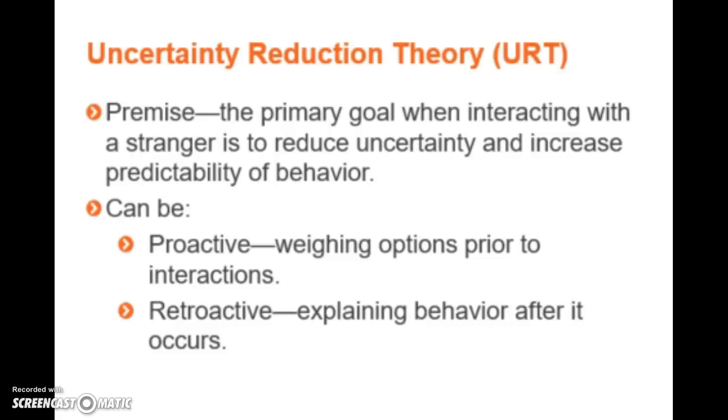So it can be proactive in the sense of weighing our options before we interact with people. What is this person going to be like? What are the sort of things they might say? And we anticipate those. Or it can be retroactive in trying to explain behavior after it happened. Well, so-and-so only said and did what they did because of who they are as a person. So it's very important that we begin to think through how we develop a process for avoiding some of these stereotypes that occur in uncertainty reduction theories, but ultimately being aware of the fact that whenever we meet new people, regardless of where they come from, there's going to be a certain amount of uncertainty. And the process of developing a relationship is the ability to reduce some of that uncertainty.